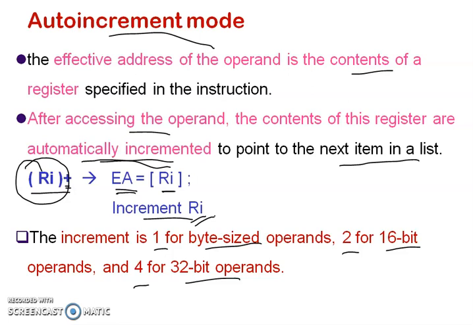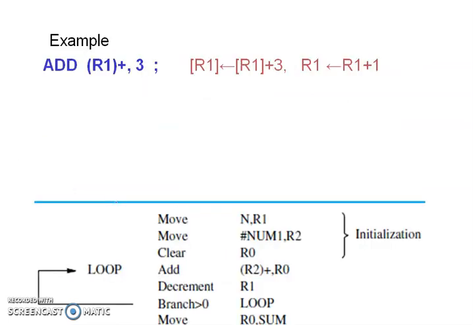This is the case with auto increment mode, where the effective address is taken first and then the increment is done. Consider the example add R1 plus comma 3. What is the effective address here? R1 will be the effective address. From R1 you will get one address. That value will be added with the 3, and then R1 will be incremented by 1. That is shown in this register transfer notation also.